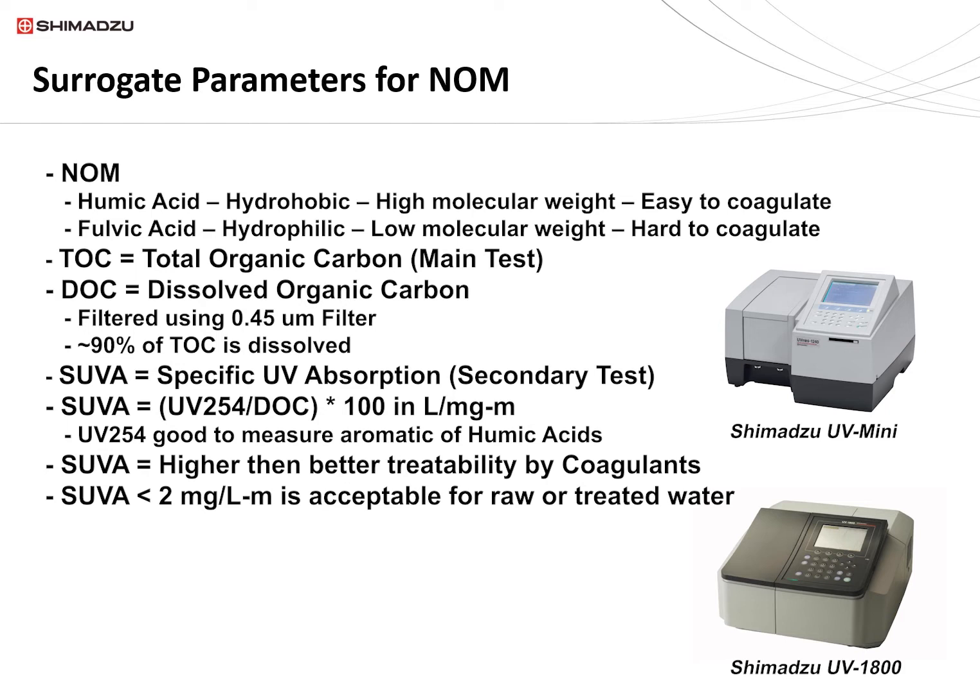TOC, or total organic carbon, the primary measurement parameter, will be discussed in more detail later. DOC is dissolved organic carbon, simply passing the water sample through a 0.45 micron filter and measured by TOC. SUVA surrogate is a secondary test in which the ratio of UV absorption to DOC is measured. UV absorption can be measured with an inexpensive spectrophotometer such as a Shimadzu UV 1800 or UV Mini. The higher the SUVA number, the easier the water is to treat with coagulants.